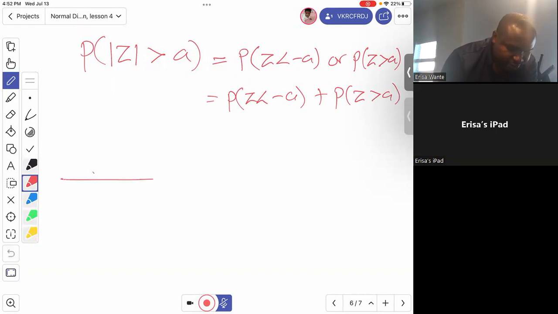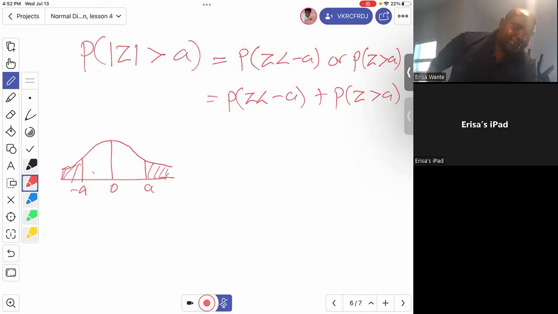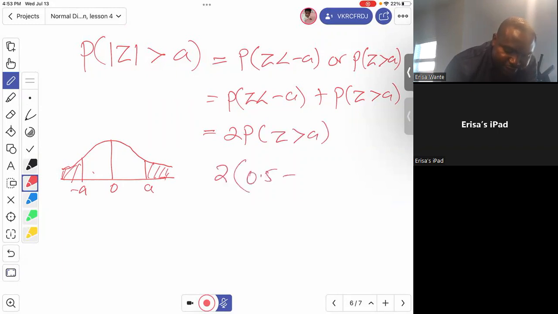Let me sketch the normal curve right here, and I show you what I'm talking about. This is 0, this is A negative, and this is A positive. So we want this area and this other area. There are many ways of going about this. You can say the area on the left-hand side is equal to the area on the right-hand side, so this is twice the probability of Z more than A. And how do we get it? Multiply by 0.5 minus the probability of 0 less than Z less than A.